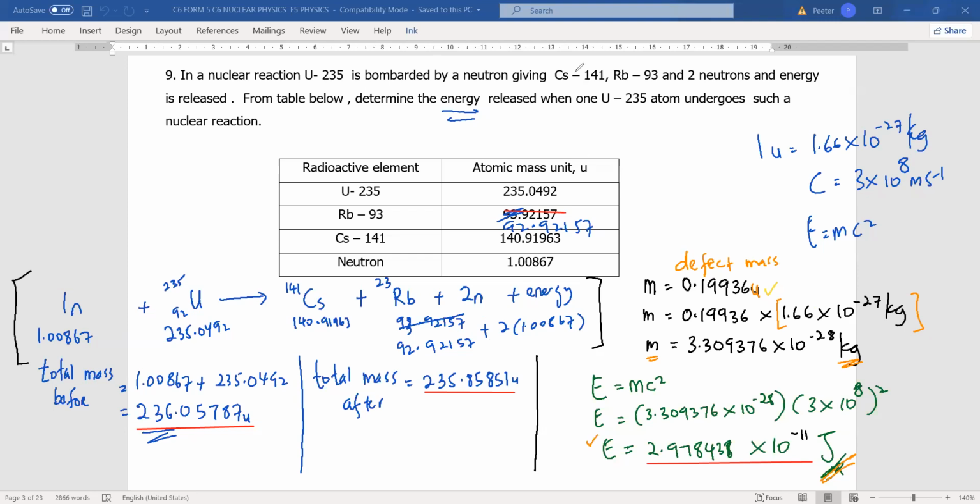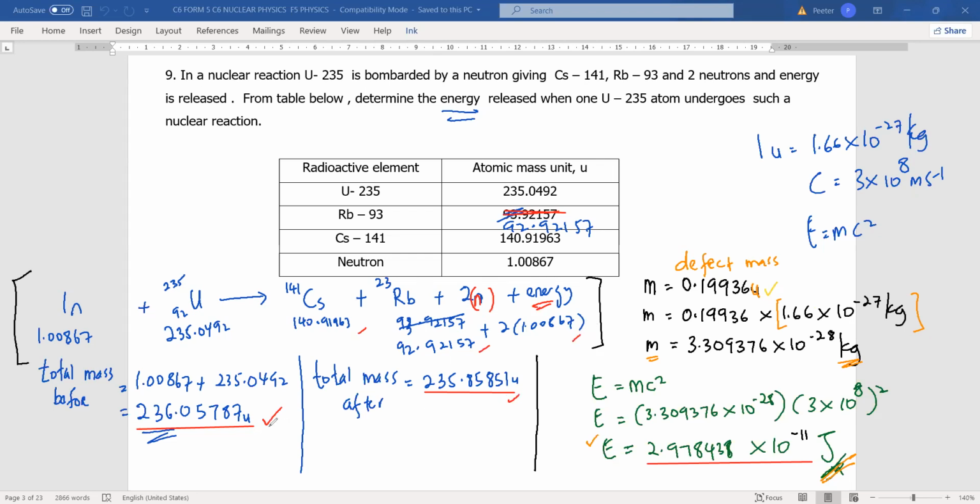Okay, last question. So what happened? See here, you have uranium-235 bombarded with 1 neutron. The products are cesium, rubidium, and 2 neutrons, and energy. So I want to know the amount of energy released. So total mass before is 1 neutron plus uranium-235. You get this value. And total mass after is this plus this plus this, and 2.92157.